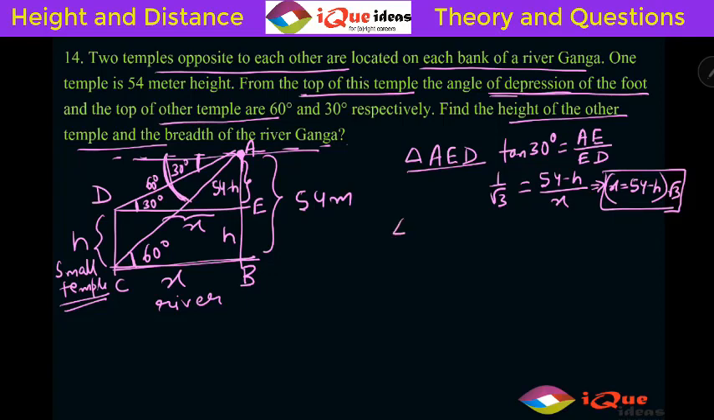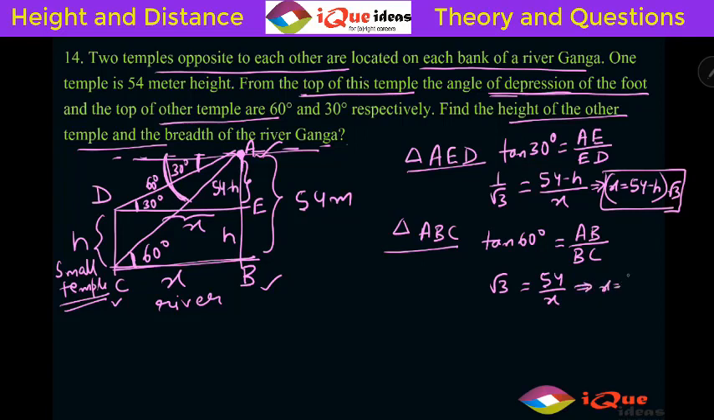And similarly from triangle ABC, if you look at this closely, this angle is 60 degree. So tan 60 degree is equal to AB upon BC. Tan 60 is root 3. So root 3 is equal to AB, that is 54, divided by BC, which is x. So from here we have x is equal to 54 divided by root 3. Alright, let it be like this only. Now here we have x equal to something, here we have x equal to something.